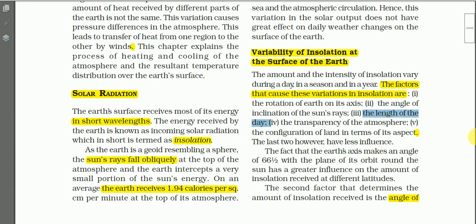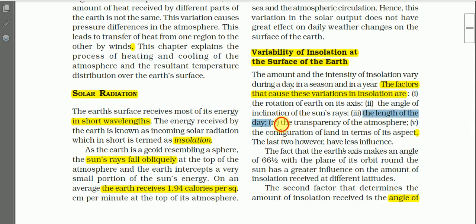So in this way the length of the day is mainly caused by the rotation of the earth on its own axis, then its inclination towards the sun or away from the sun, and its movement in an elliptical path. And accordingly insolation is also different.